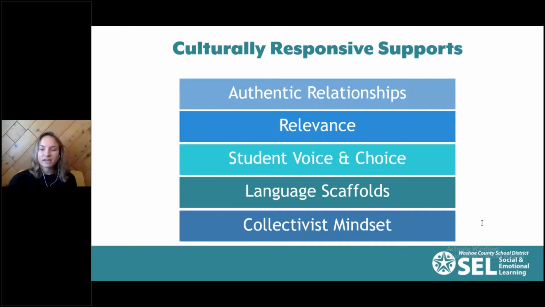And finally, collectivist mindset. We can prioritize cooperative learning strategies over individual work. And we can use strategies to make sure that all students are included. And when we're solving problems, we can ask students to take each other's perspectives and think about making decisions that are good for us as a community, not just to see what each of us thinks as individuals. And that's a quick overview of what we're doing to support our multilingual learners in 2021.